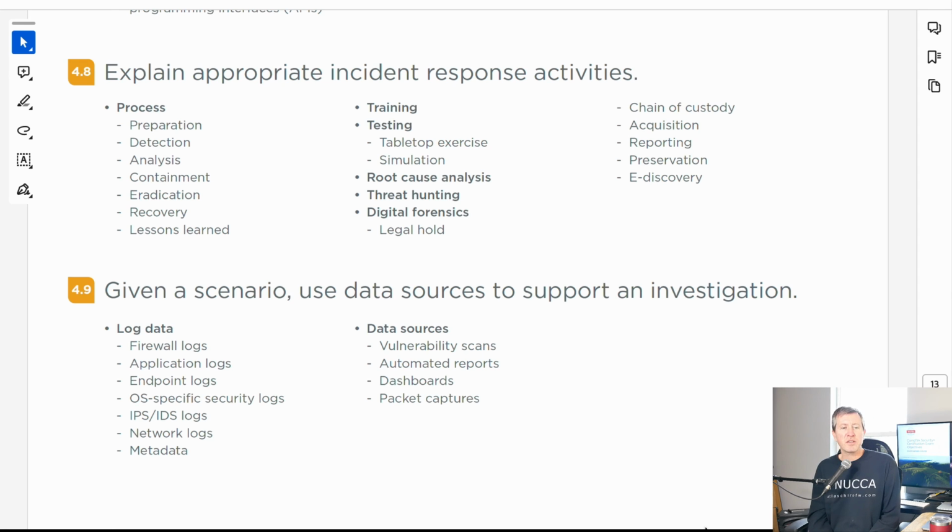As far as subdomains 4.9, given a scenario, use data sources to support an investigation. So we'll take a look at various different types of log files and what those log files can do. We'll talk about log file retention and perhaps cycling through log files, because we may not necessarily need to keep a log file forever, but we do want to keep it for at least a certain amount of time until we're sure that we no longer need that log anymore.